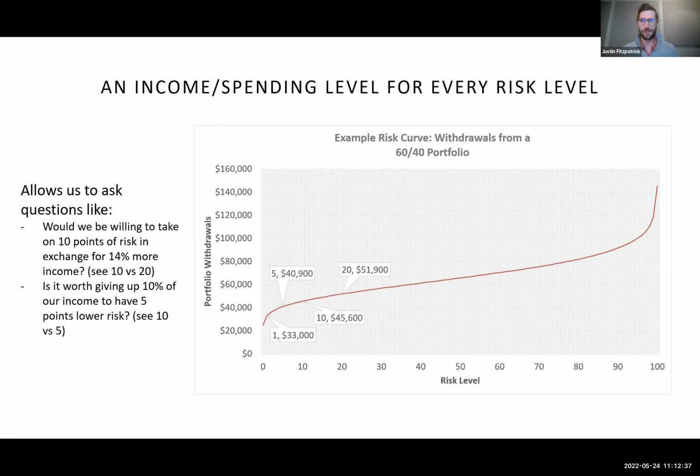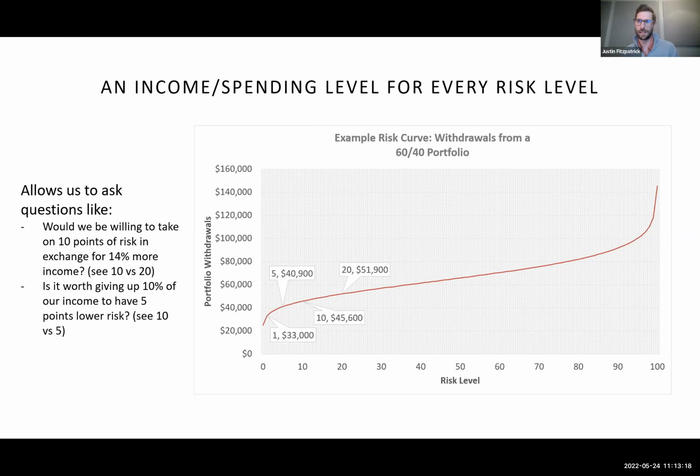Now, this is a super simplified household with $1 million in a 60-40 portfolio, funding their lifestyle completely through withdrawals. And of course, we rarely find situations that are this simple, but it's a nice in-the-laboratory situation to look at. And this thinking about the range of possible income allows us to ask questions like, would these folks be willing to take on 10 points of risk in exchange for 14% more income? So if we look at the difference between the income available at risk level 10, which is 90% probability of success, right?